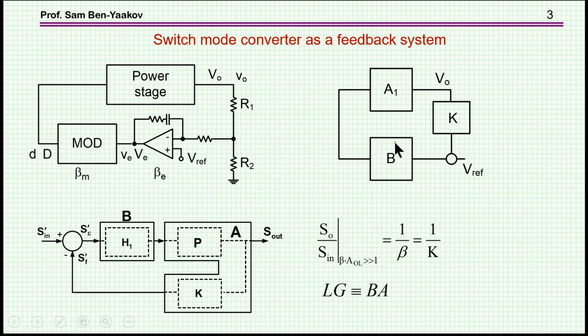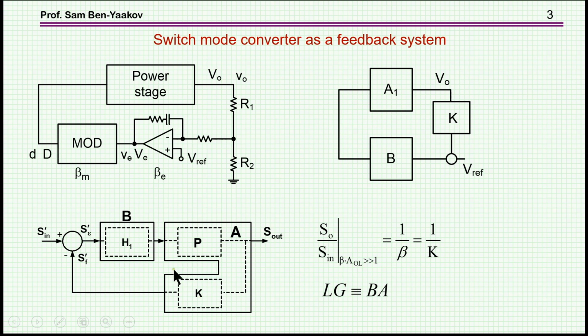Now we can look at it this way. Here we have this divider. This is the case, the divider here. This is the, you might say, the power stage. And here I've combined the modulator plus the compensator. Okay, that's what we have here. Now I can redraw this thing this way. Here is now the compensator, this is the power stage, and this is the divider.